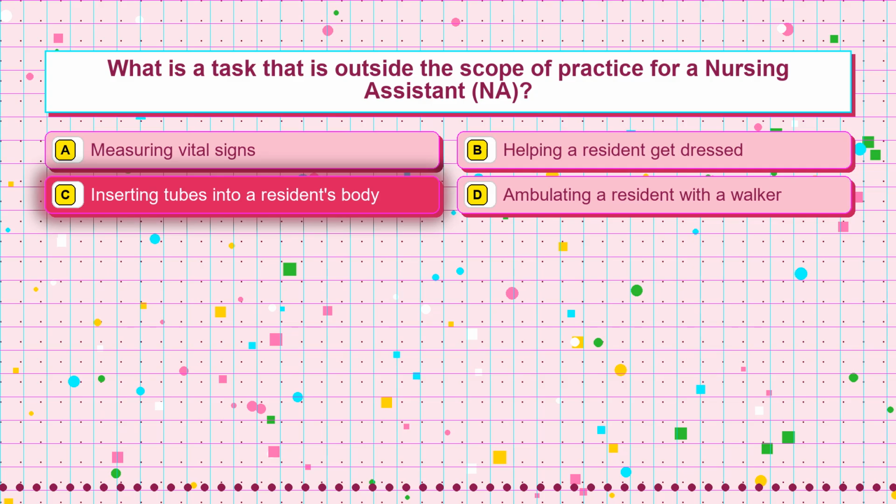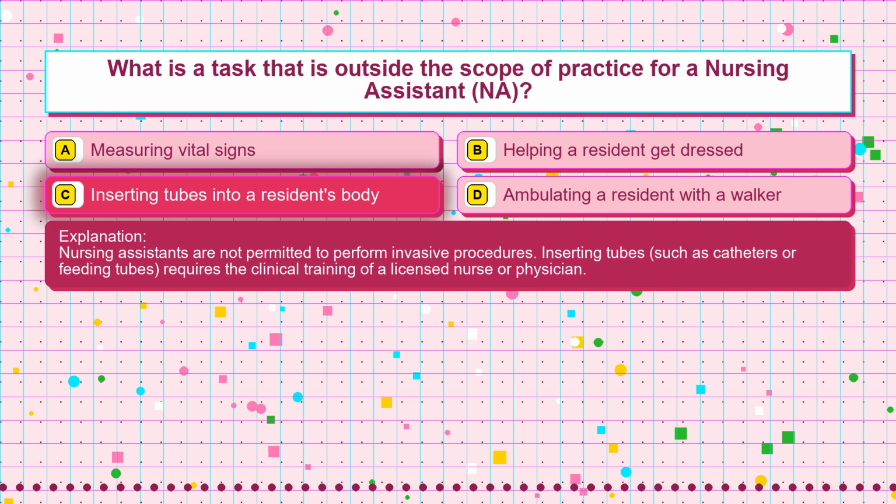The correct answer is option C, inserting tubes into a resident's body. Nursing assistants are not permitted to perform invasive procedures. Inserting tubes, such as catheters or feeding tubes, requires the clinical training of a licensed nurse or physician.